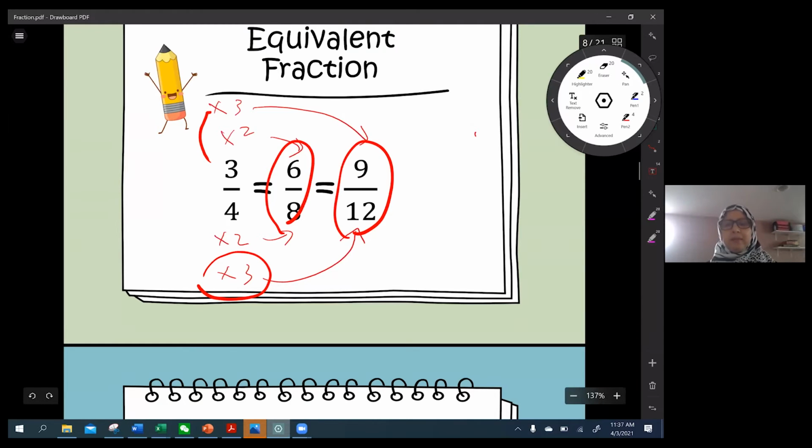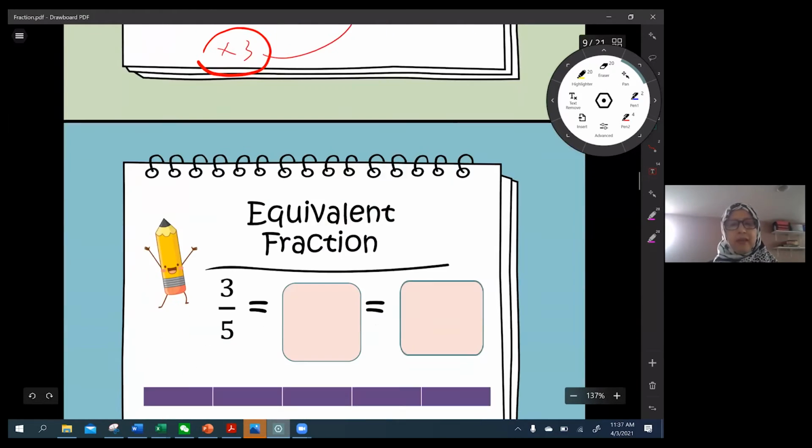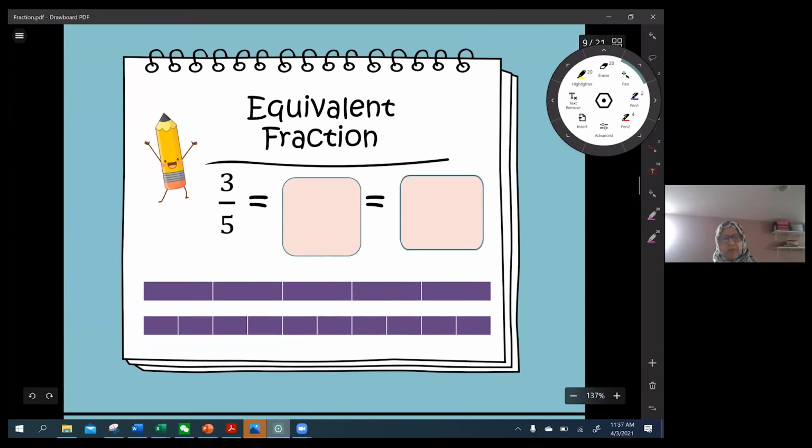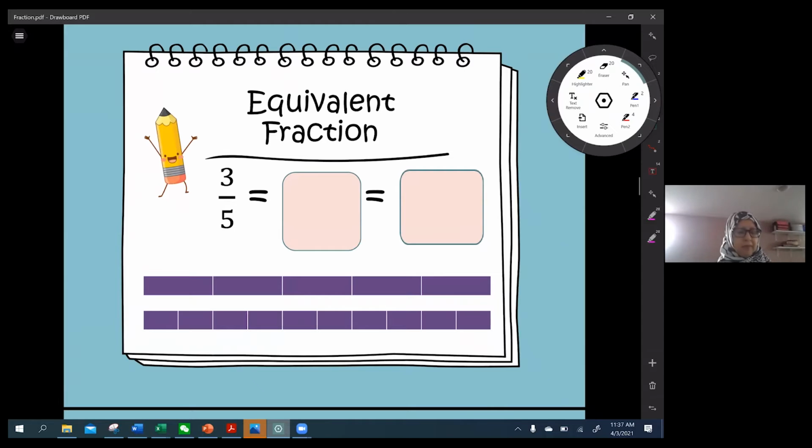So let's try this one, equivalent fraction. So 3/5. Give me an equivalent fraction. 3/5 equals 9/15. Very good. 9 out of 15. Fantastic. Can we wait a little bit? Let's check. What's the number you multiply with? Who did this question? Me, Yushin. So you times by what? 3. Times by 3. Fantastic.